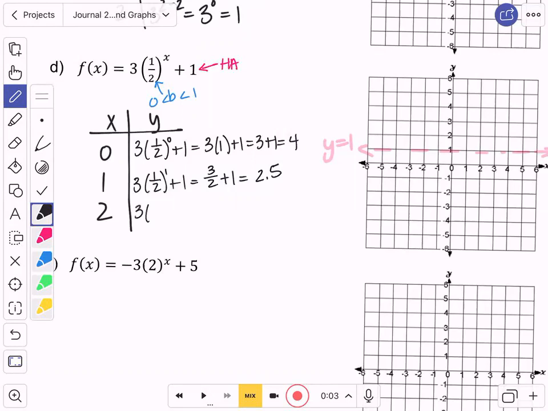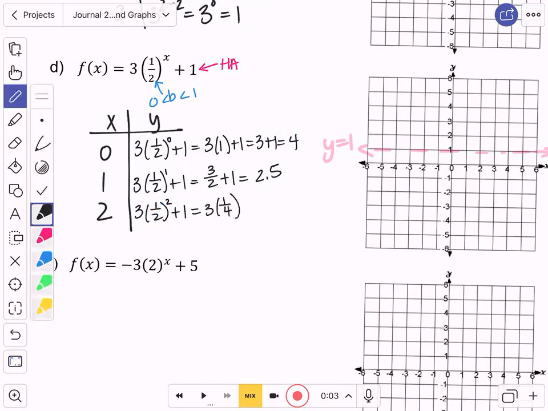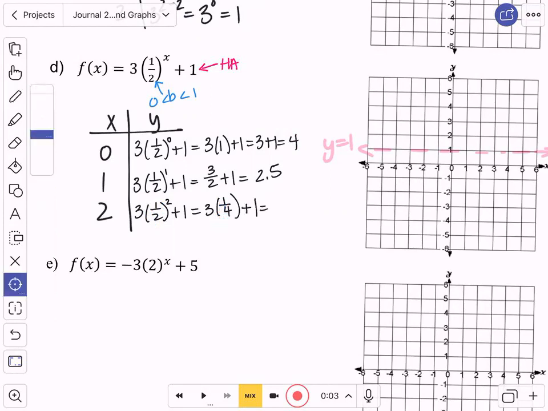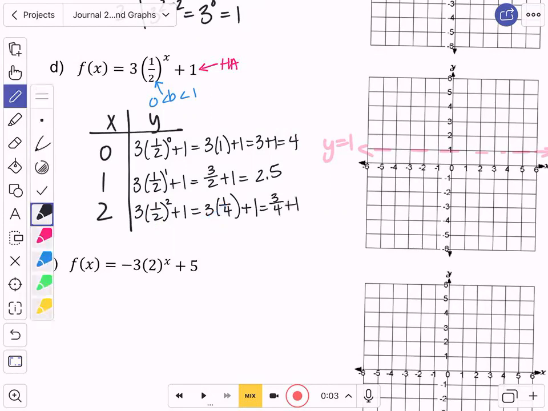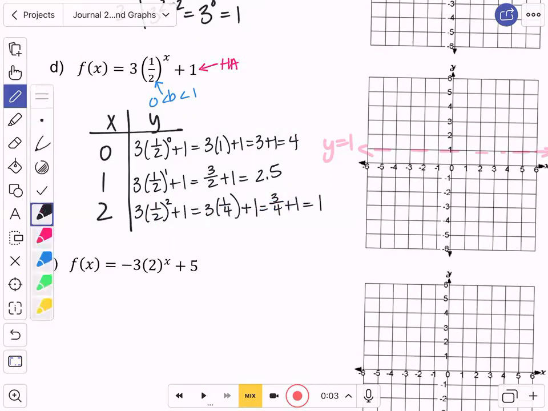And then I'm going to plug in 1/2 to the second power. So if you take 1/2 to the second power, this ends up being 1/4 because you would just take your 1 and square it, and 2 square it, that gives you 1/4. And so 3 times 1/4 is 3 over 4 plus 1. So if you add these together, 3 over 4 is like 0.75. If you add it to 1, it's 1.75.